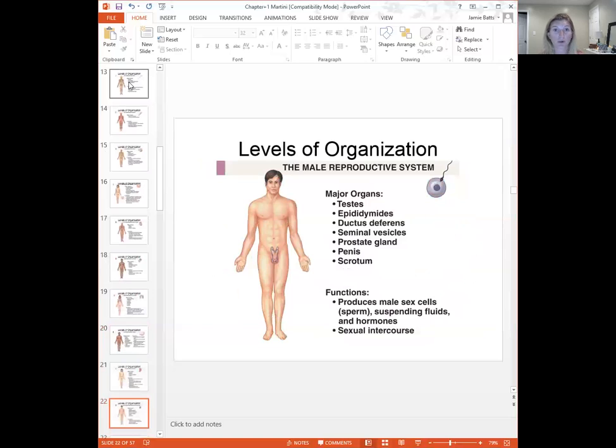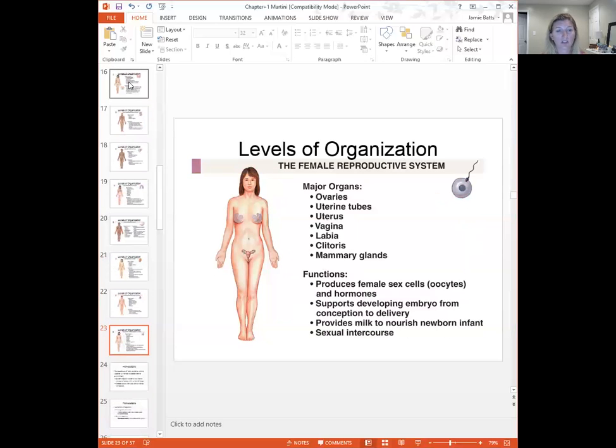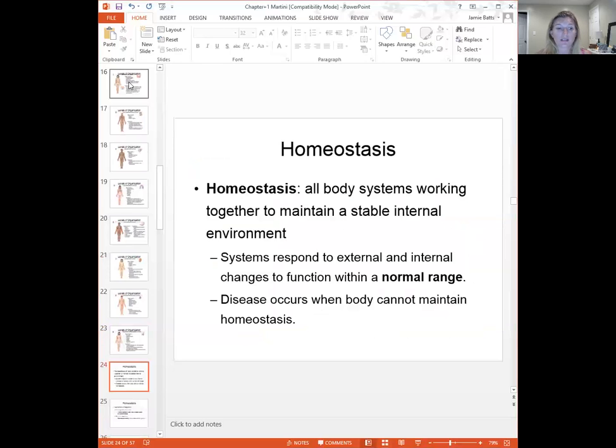And then we have the reproductive system, which is obviously different in males than in females. This includes all of our sex organs, external and internal sex organs to be included in that. So one last little topic, one of the last little topics of Chapter 1 is homeostasis.